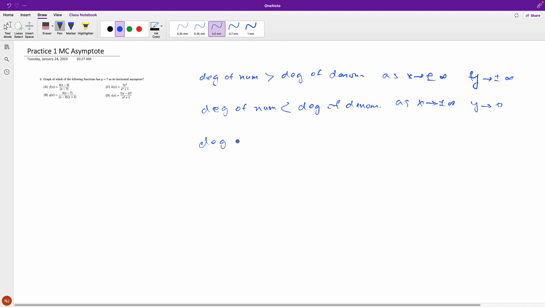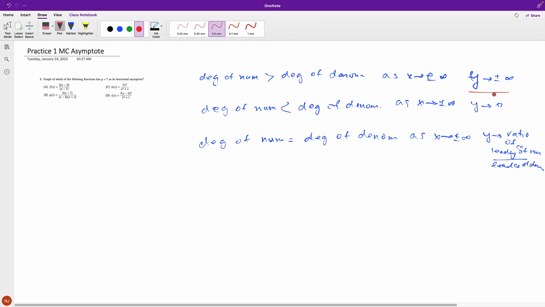When the degree of the numerator is equal to the degree of the denominator, as x goes to positive or minus infinity, then y goes to the ratio of the leading coefficient of the numerator over the leading coefficient of the denominator. So looking at that, I see that I don't have y going to plus or minus infinity.